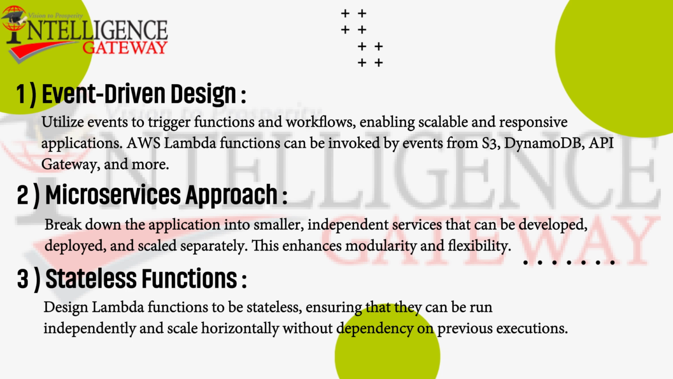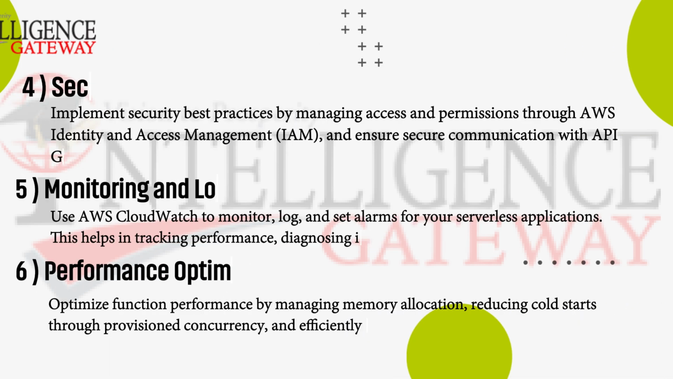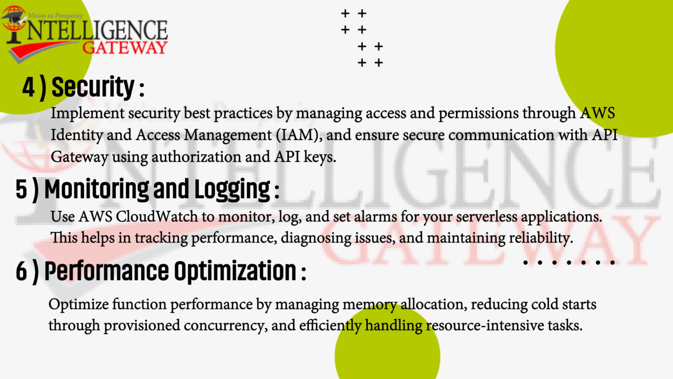3. Stateless functions. Design Lambda functions to be stateless, ensuring that they can be run independently and scale horizontally without dependency on previous executions. 4. Security. Implement security best practices by managing access and permissions through AWS Identity and Access Management (IAM), and ensure secure communication with API Gateway using authorization and API keys.